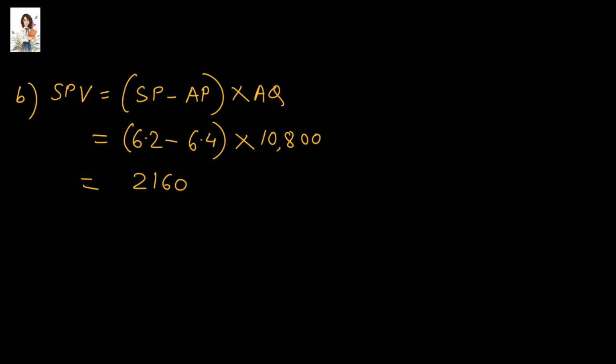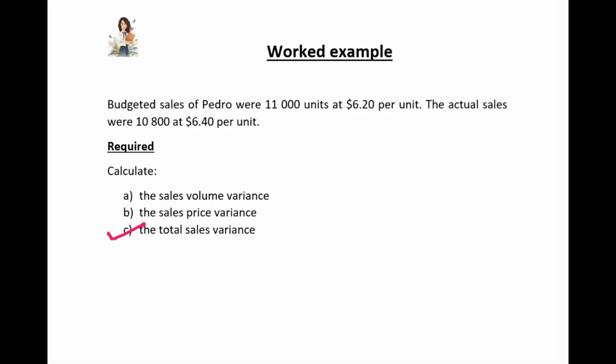Is this variance favorable or adverse? Now the company had expected that the selling price would be $6.2 per unit, but the actual price was higher. It was $6.4 per unit, which is a good thing for the company, and therefore this $2,160 is a favorable variance, which will be denoted by the letter F in brackets. In part C, we have been asked to calculate the total sales variance.